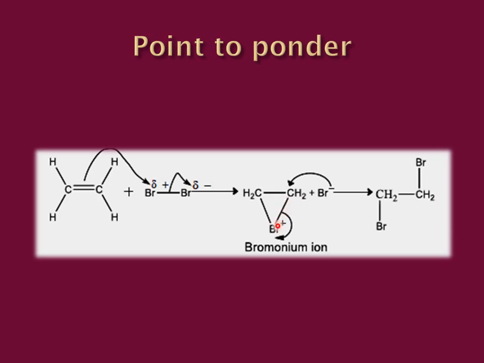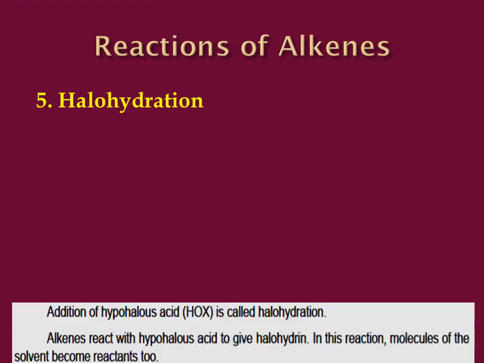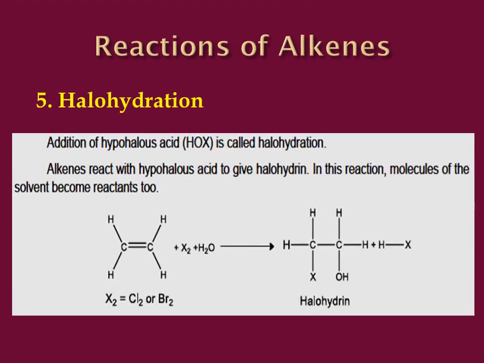The next chemical reaction that we are going to study is halohydration. Now in halohydration, there is addition of hypohalous acid, HOX, where X is a halogen, it can be chlorine or bromine. This can be HOCl or HOBr. Alkenes react with hypohalous acid to give a halohydrin. This is the structure of a halohydrin.